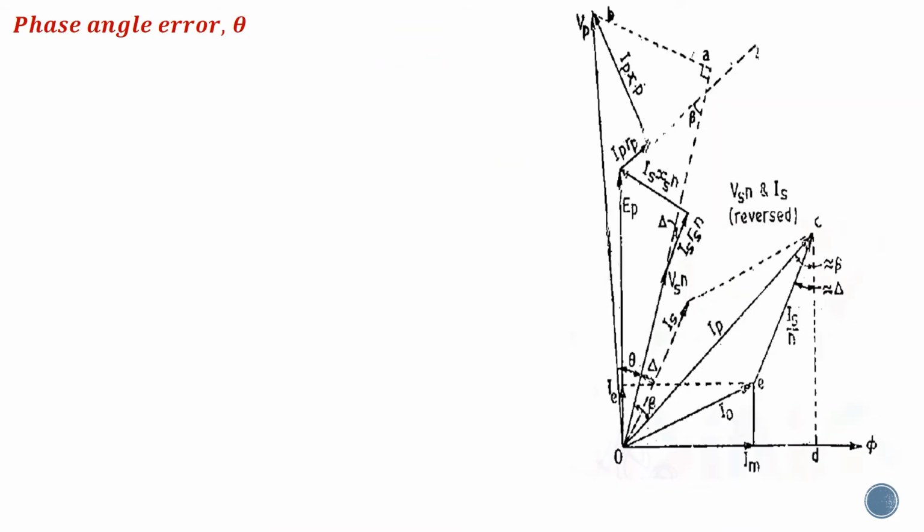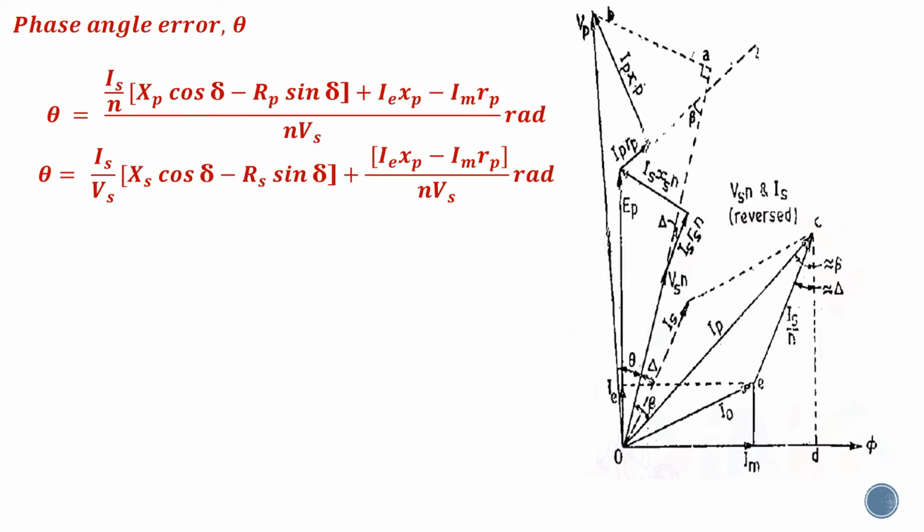Phase angle error is represented by theta. It is defined in the following way. These two equations are used to calculate the value of phase angle error, depending on whether the resistance and reactance are referred to the primary side or the secondary side. As you can see in the figure, it is basically the phase difference between the primary voltage and the reverse secondary voltage.